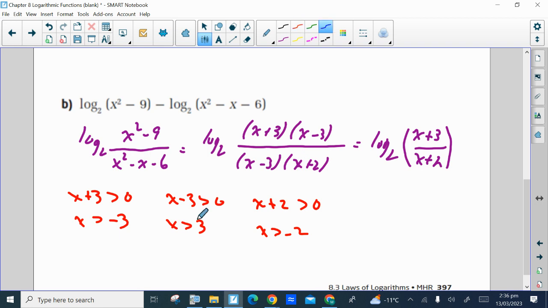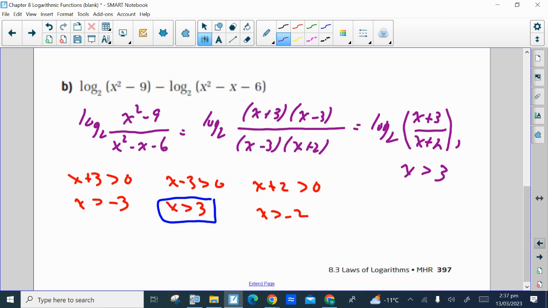Again, we need to take the statement that satisfies all of them, which is that x must be greater than 3. That is the one that satisfies all. All numbers greater than 3 are also greater than negative 3 and negative 2. Okay?